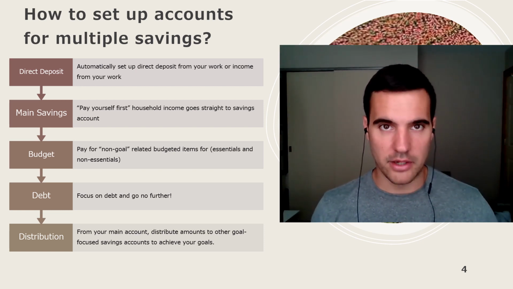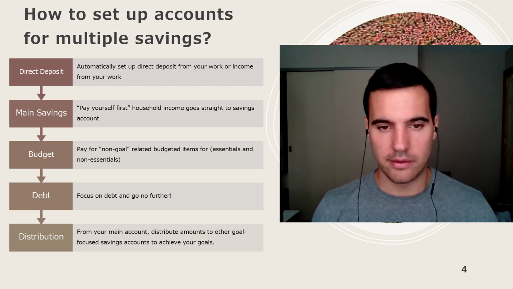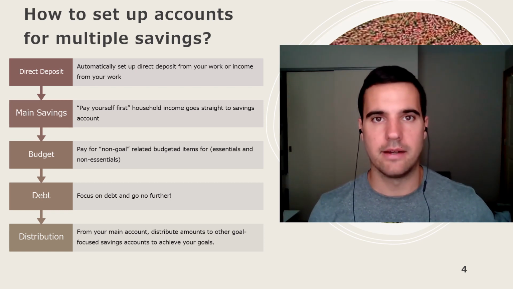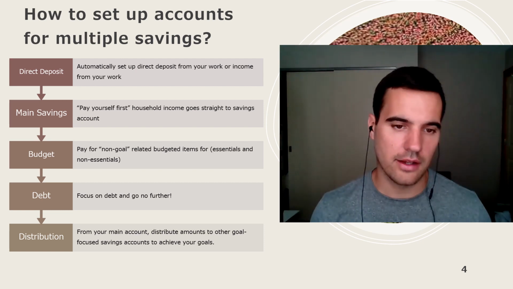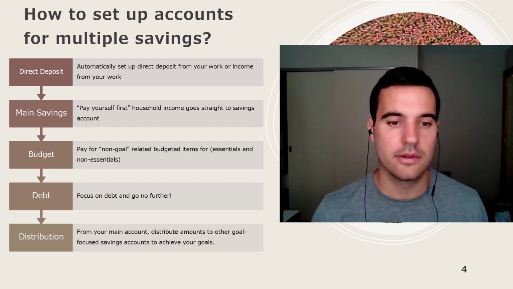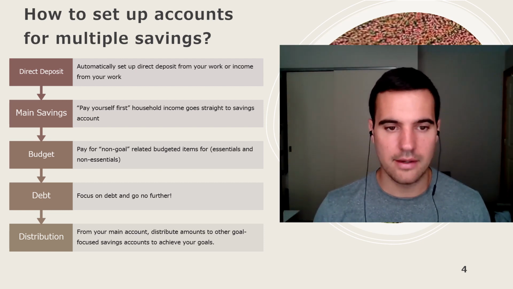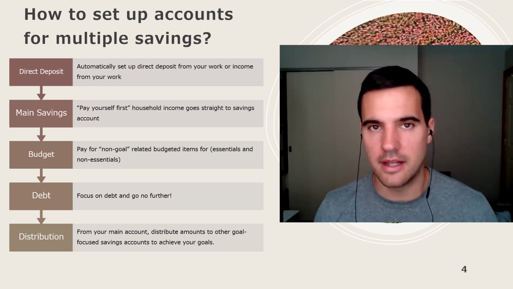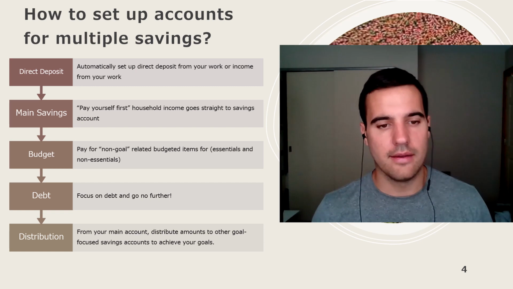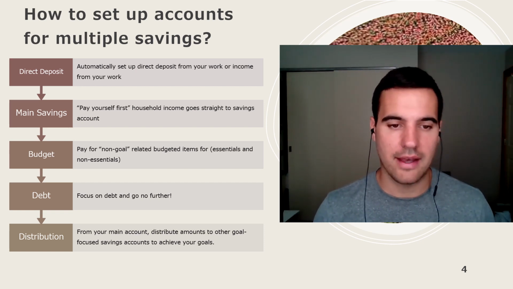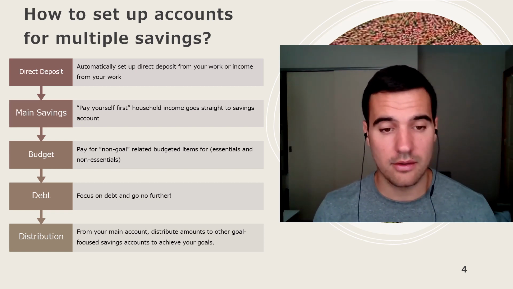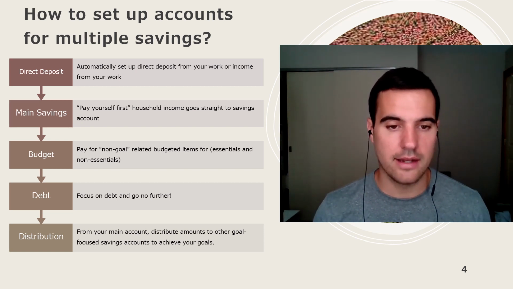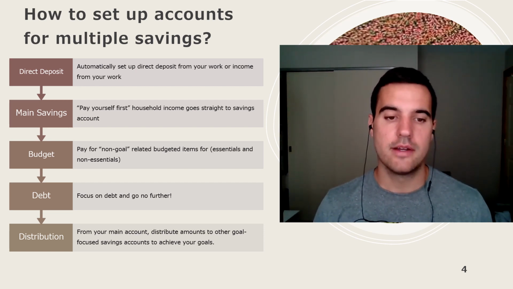Then, in your budget, you pay for your non-goal related budgeted items first. So your essentials and non-essentials, your grocery items, your utilities, your rent, etc. You budget that all out. Any surplus you have goes to your debt. Focus on debt, go no further. If you don't have any debt, or maybe you have other distribution methods or goals, then from there you can go further, pay off your debt or have your debt built into your budget.